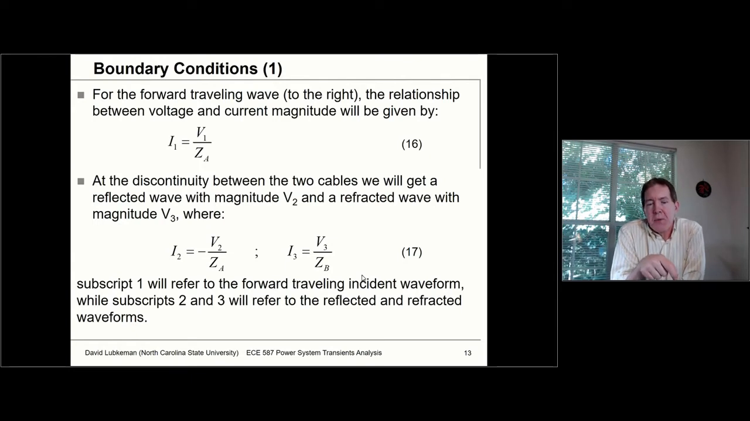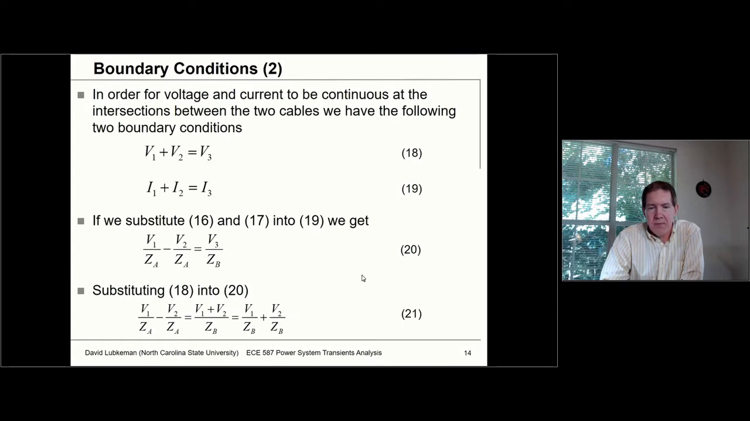Subscript 1 represents the original forward traveling wave. Subscript 2 is the reflected waveform, and subscript 3 represents the refracted waveform that's actually going to continue to travel down that second line segment B.